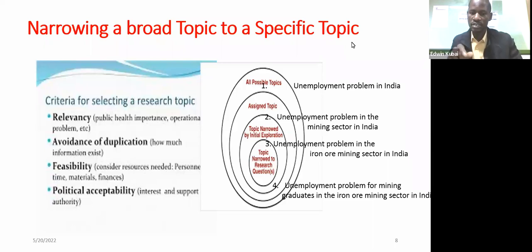Then another one you can look at is unemployment. You can narrow it down to unemployment problem for mining graduates in the iron ore mining sector in India. Now you've brought in the graduates, those students who have done mining, and you're looking at the unemployment problem for mining graduates in the iron ore mining sector in India. So that one becomes a complete topic at number 4. Stage 4 is a complete topic, narrowed down to a research question from all possible topics in number 1 to a specific topic in number 4. And that's how you bring out a topic of study.